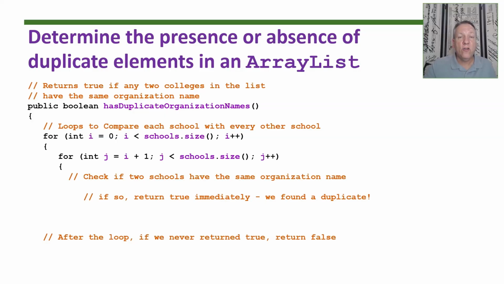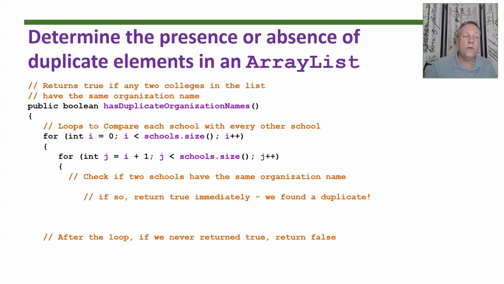I only need to look at the schools that are after my current school, because the ones that are before my current school, I've already checked those against all the schools after it. So I really just need to check starting at i plus 1. So I have another loop here: int j equals i plus 1, j less than schools.size, j plus plus. So this first loop, the i loop, is going to go through all my schools.